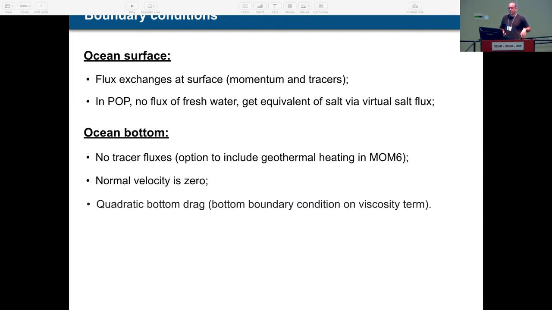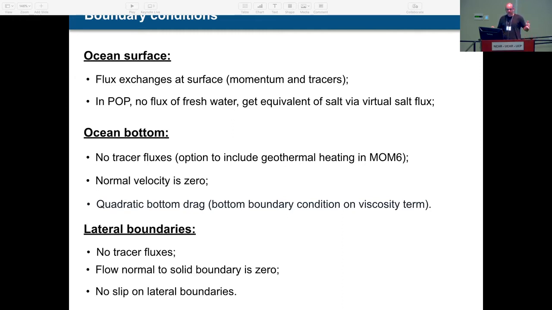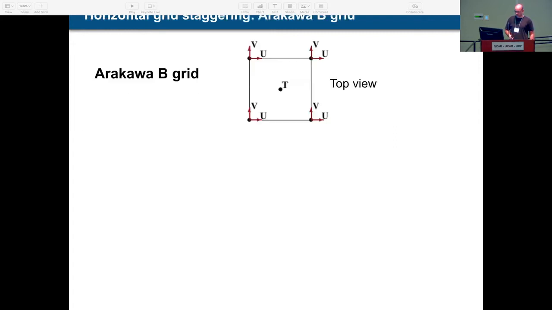In the ocean bottom, we have no tracer flux through the bottom. There is an option in MOM to represent geothermal heating, but we're not exercising that at the moment. And the normal velocity is set to 0, and then we have a quadratic bottom stress. Then the lateral boundaries are no fluxes through the boundaries, and the flow normal to the solid boundary is set to 0. And there's also no slip boundary conditions at the sides.